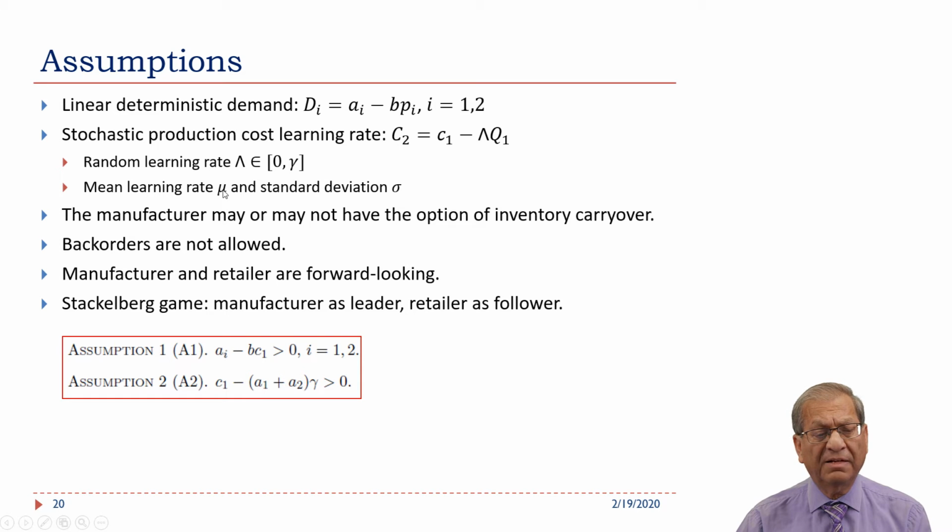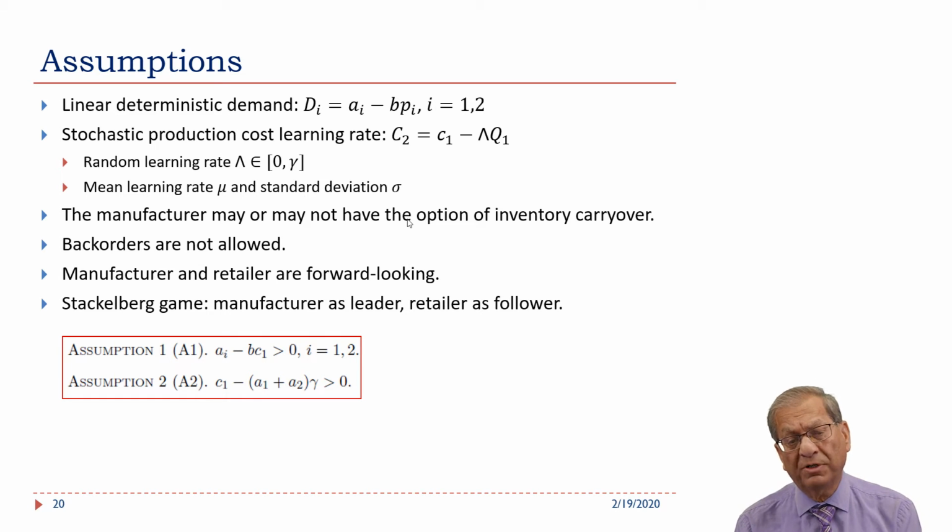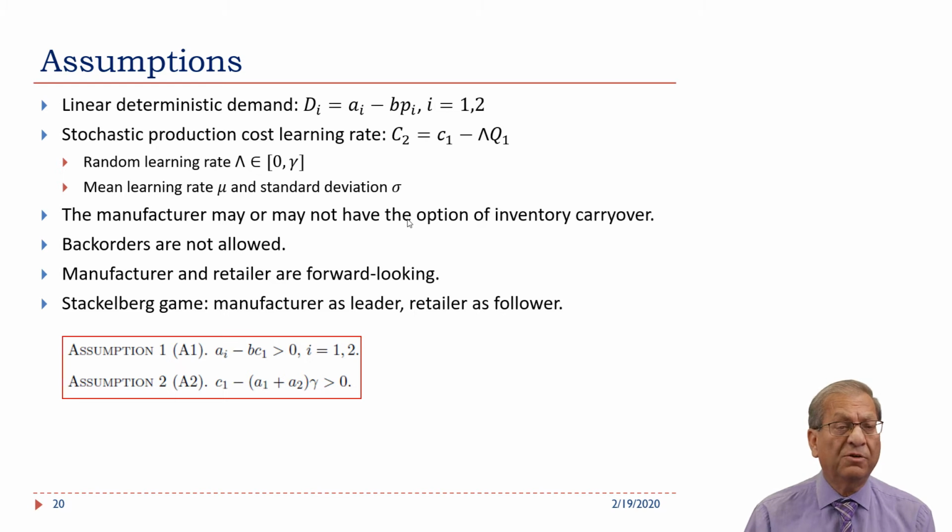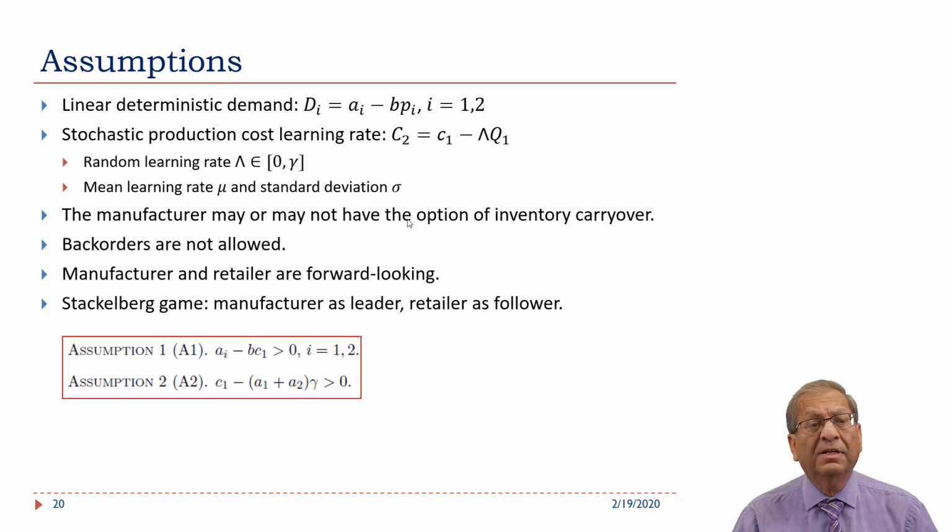We also assume that the mean learning rate is mu and the standard deviation is sigma. We will only have the model in which no player has an inventory carryover option, so we have a zero inventory problem. Back orders are not allowed in this problem. Manufacturer and retailer are both forward-looking, not myopic, in the sense that they don't make a decision in period 1 and then treat period 2 again as a separate one-period problem. That would be myopic decision-making. But here people are forward-looking, so it is a genuine two-period problem.